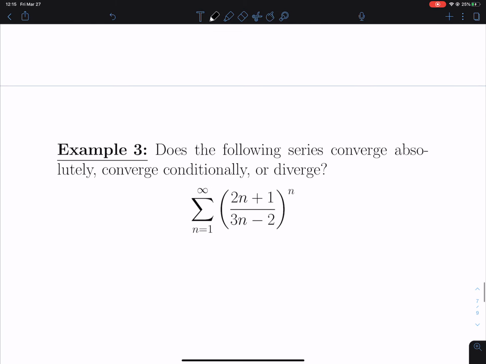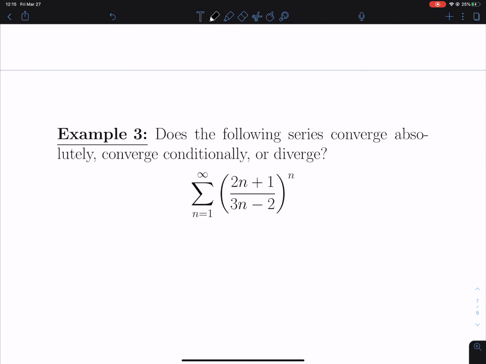Okay, first example. Does the following series converge absolutely, converge conditionally, or diverge? So this is a great example for root test. Why? This screams use root test.